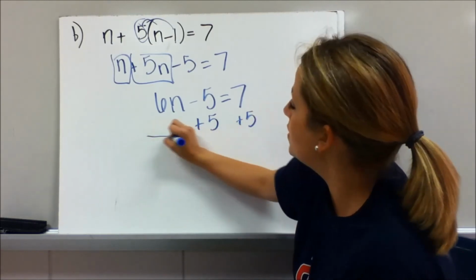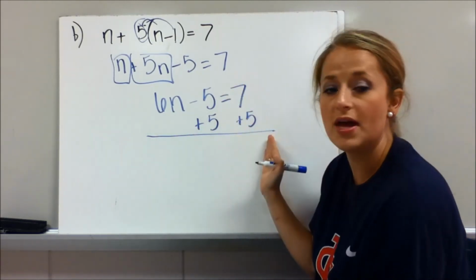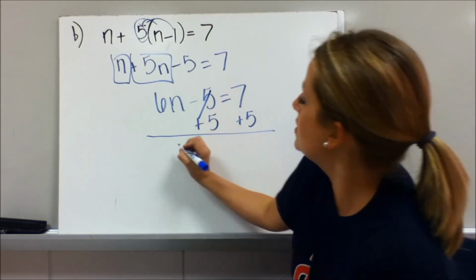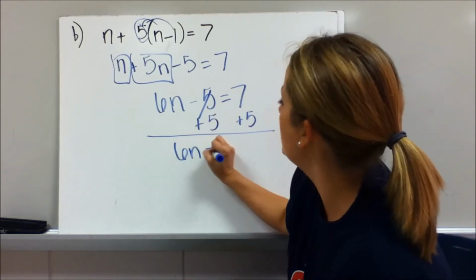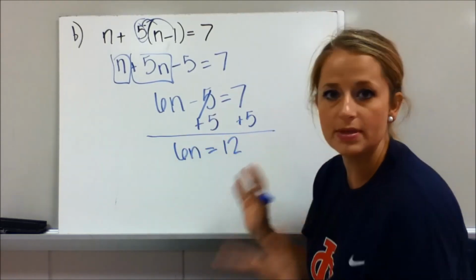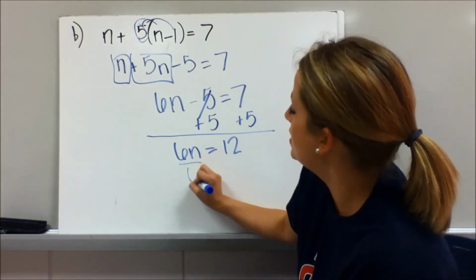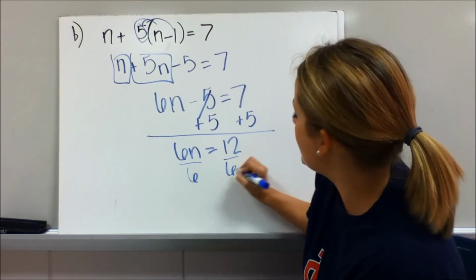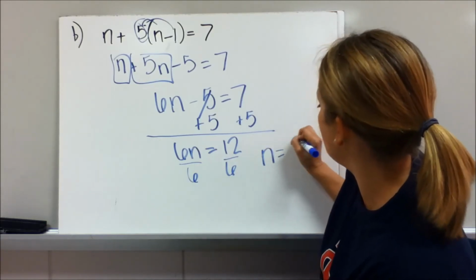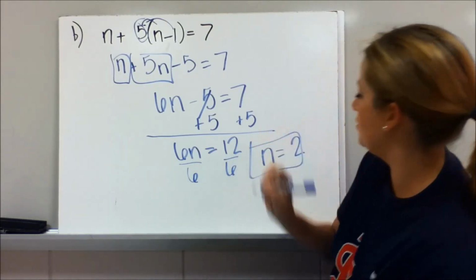Remember, whatever you do to one side of the equation, you have to do to the other side. That cancels there. 6n equals 12. And you can probably solve it by just looking at it from here. You know the answer is 2, but you know that because in your head you divided by 6, giving you n equals 2.